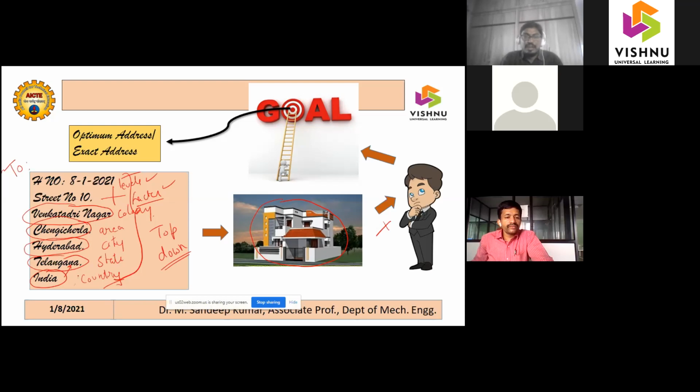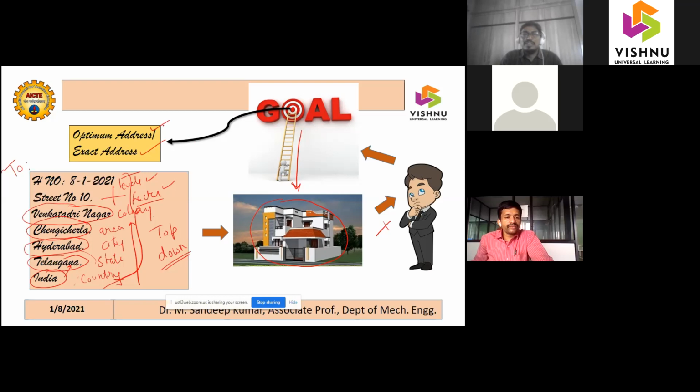Now I need to identify the area in which this particular house belongs. Then I'm narrowing down. Still further I am narrowing it down, and this way. So what is the goal? The goal is reaching or finding an optimal address or an exact address. So usually we need an exact address. We don't need an optimal address.